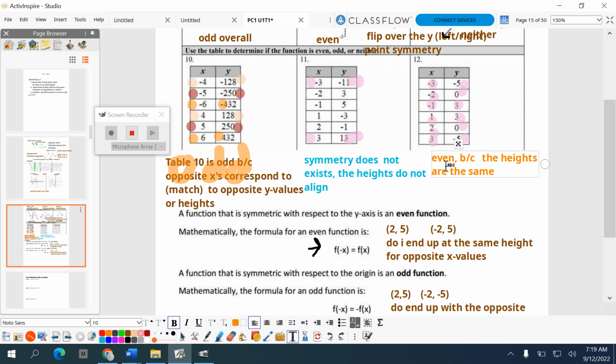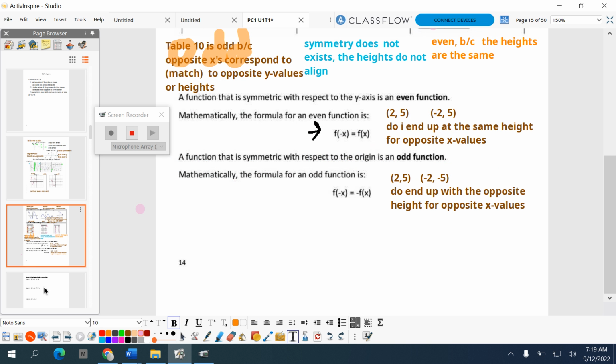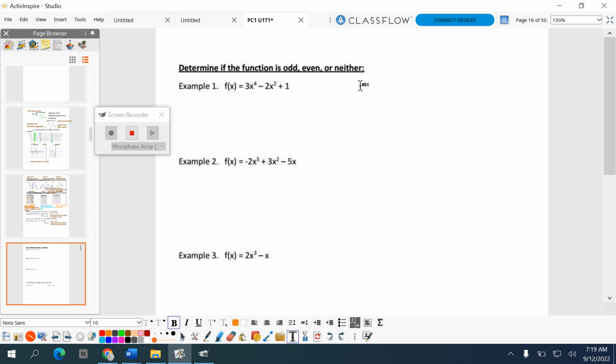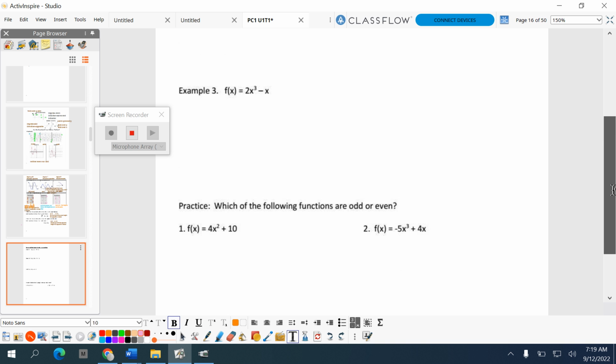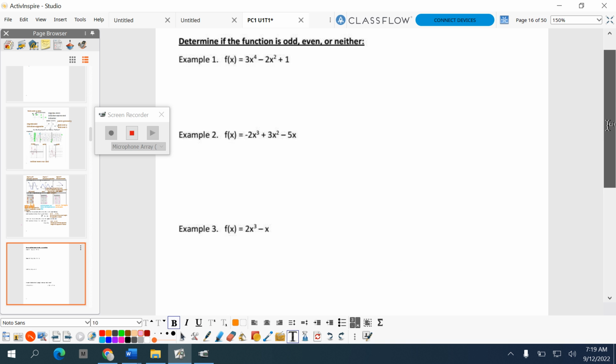And that wraps up this for right now. We want to practice with this determining if the function is odd, even, or neither. And how we'll do that, we will complete this activity together here. That was graphically, and this is the introduction to looking at it algebraically.